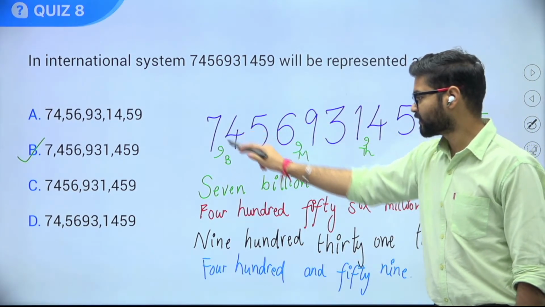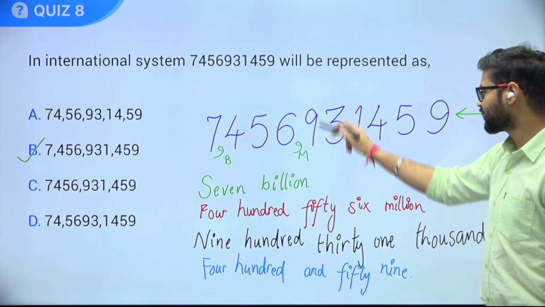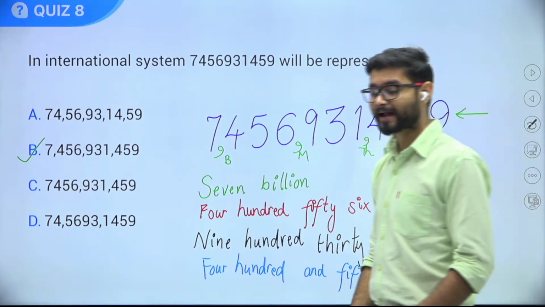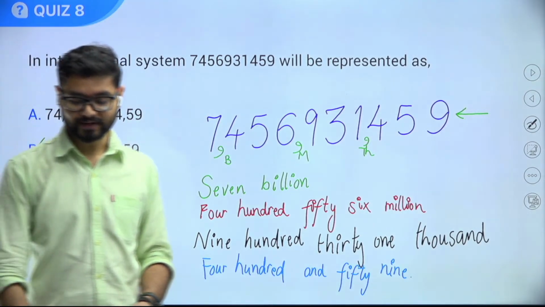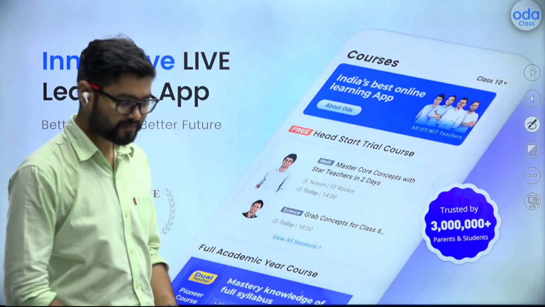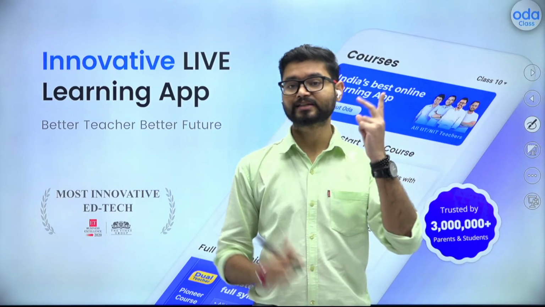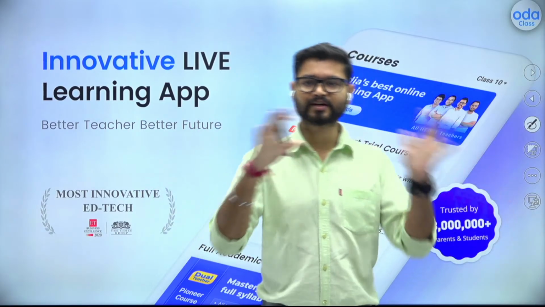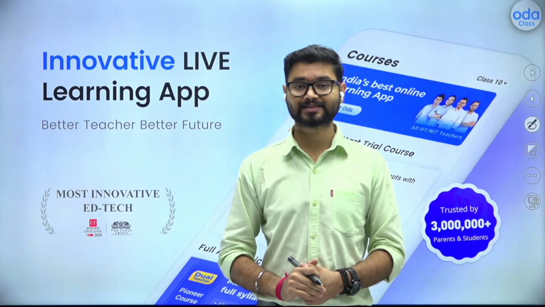So it will become 7 billion 456 million 931,000 459. Right? So this we have done now. I believe all of you guys have understood what we have done here. So that will be all for this session, guys. In the next session, we will be doing one more interesting thing, right? We have learned the Indian system, we have learned the international system. So in the next session, we will see how we can do the conversion between the Indian and the international system.